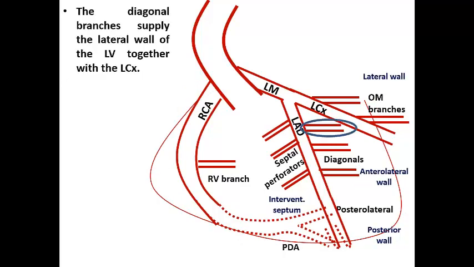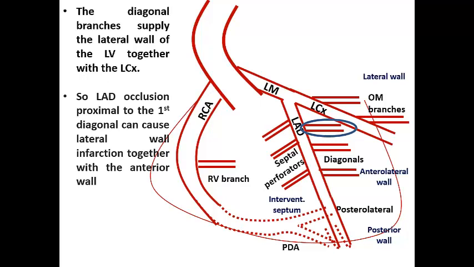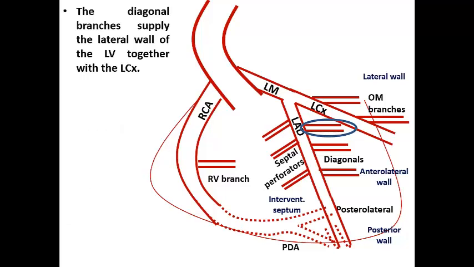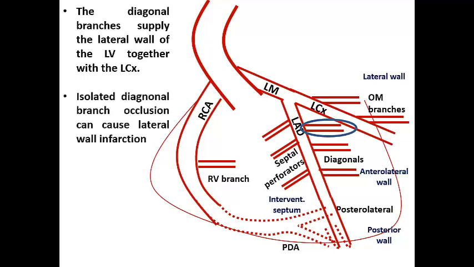The diagonal branch, as we mentioned before, which arises from the LAD, supplies the lateral wall of the LV together with the LCX. That's why LAD occlusion proximal to the first diagonal can cause lateral wall infarction together with the anterior wall, resulting in ST elevation in anterior leads beside I, aVL and/or V5, V6. And if there is isolated occlusion of the diagonal branch, it can result in lateral wall infarction with ST elevation in I, aVL and/or V5, V6.